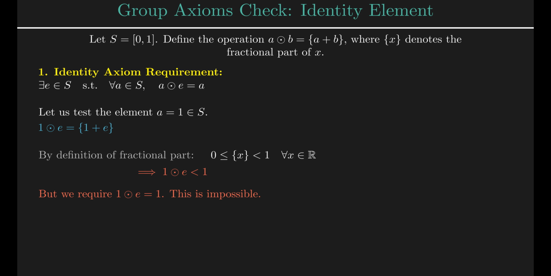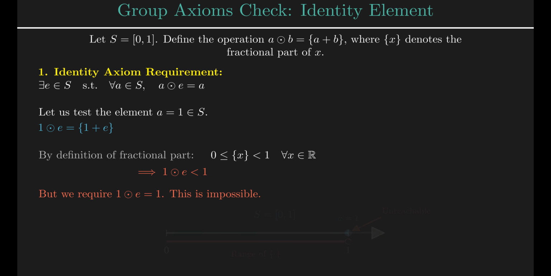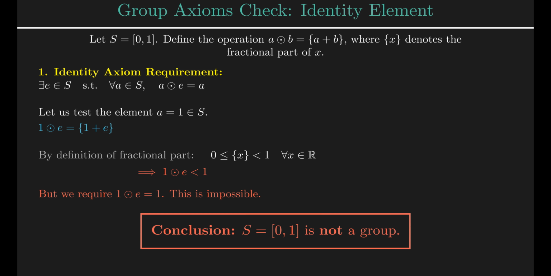Here is our set S, shown in blue, which includes the endpoint 1. But look at the range of our operation, shown in red. Because it is a fractional part, it is an open interval. It approaches 1, but never touches it. There is an unreachable gap. Because the operation cannot return the value 1, the identity axiom fails. Therefore, this set is not a group.